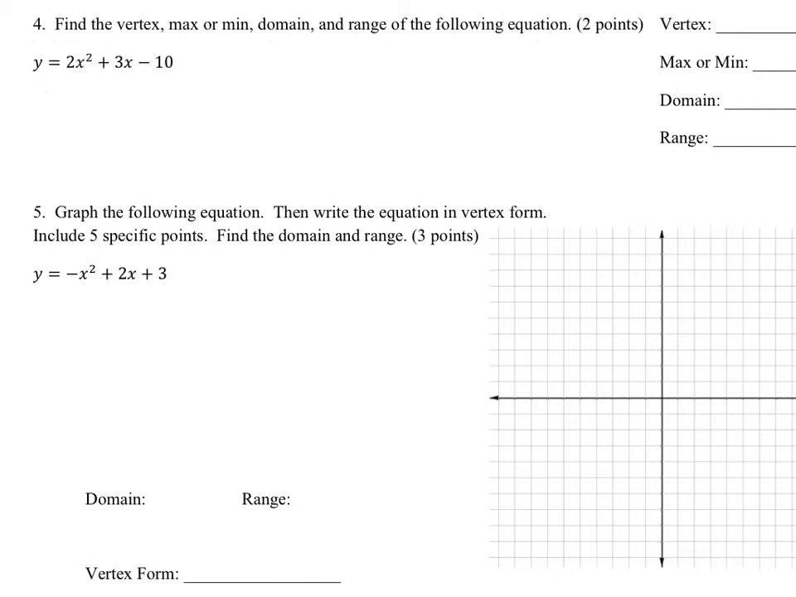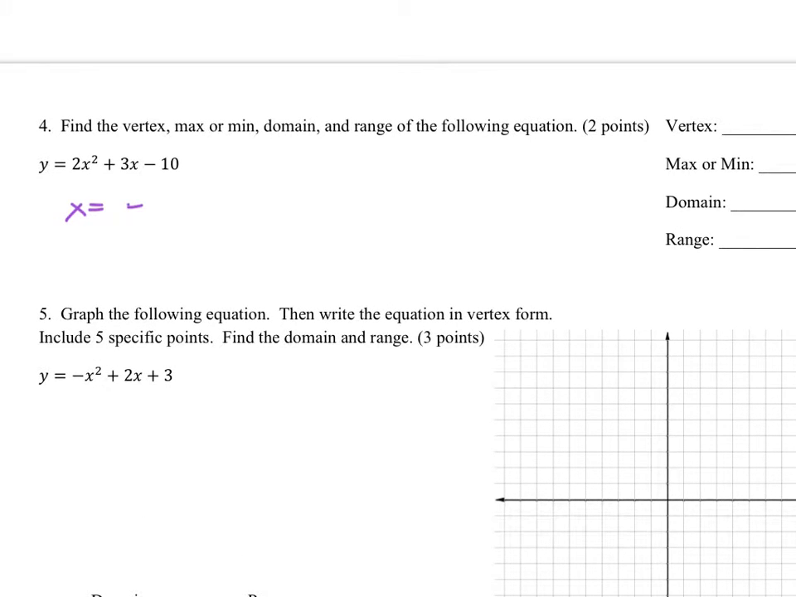And that brings us to number 4. They're giving us the equation in standard form, and they ask for the vertex, maximum or minimum, domain, and range for this equation. So what we need to do is use the equation for the axis of symmetry, which they don't ask for.